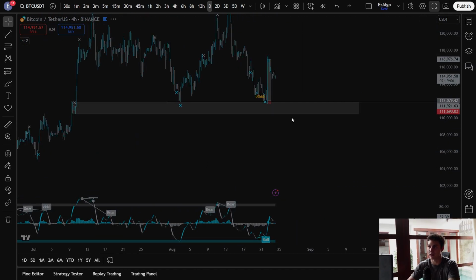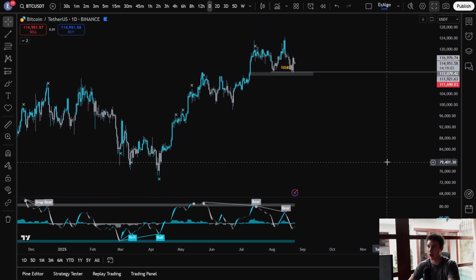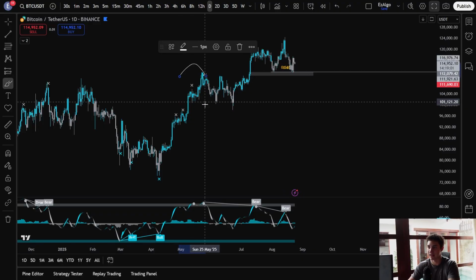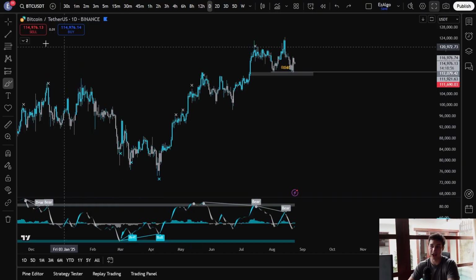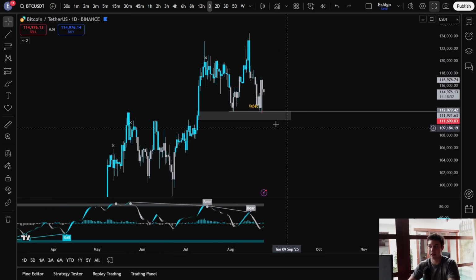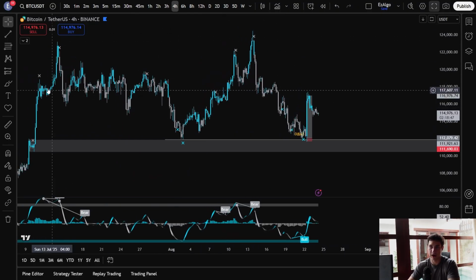Keep in mind that the higher time frame trend and structure is bullish here, right? We're creating macro higher highs and higher lows. So our bias is going to be long on a higher time frame. Doesn't mean we can't take short positions, but it just means we would ideally like to take longs. Let's try to look for some other areas of interest.